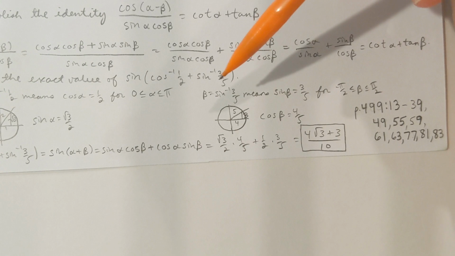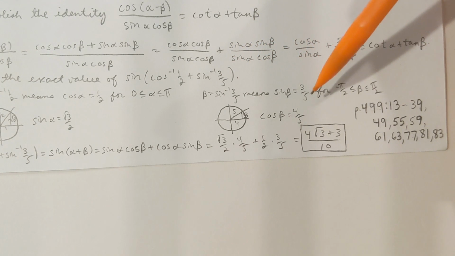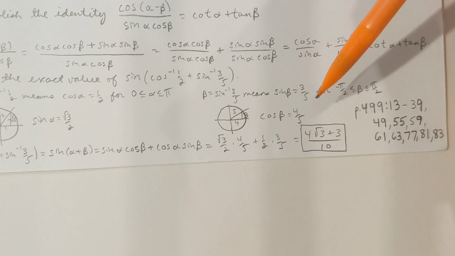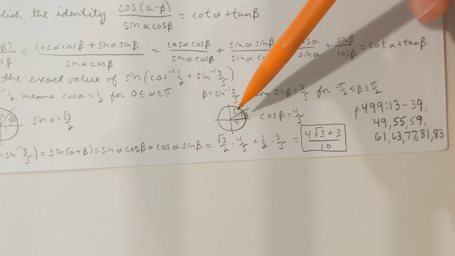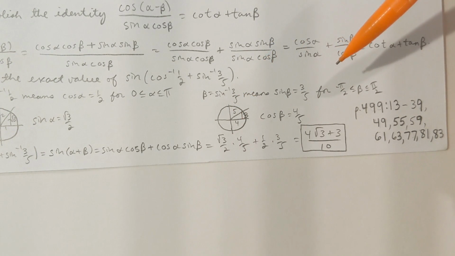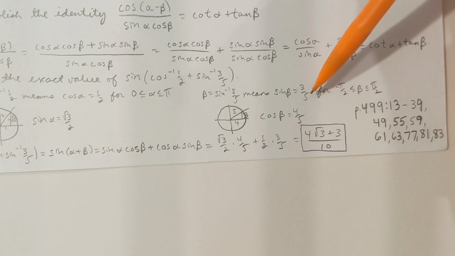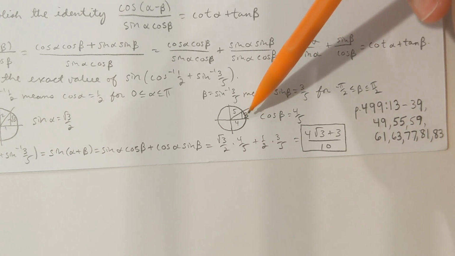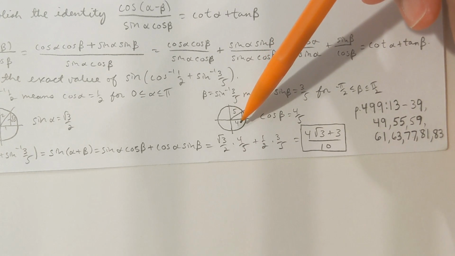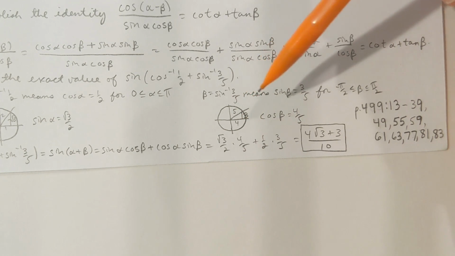If beta is sine inverse of 3/5, then sine beta would be 3/5. The conditions on the range of the sine inverse curve is that the angle has to be between negative pi over 2 and pi over 2. So I know I'm going to be in quadrant 1 or quadrant 4. Well, I'm going to be in quadrant 1 since the opposite and the hypotenuse are both positive numbers here. Opposite side is 3, hypotenuse is 5, the adjacent side would be 4. 3 squared plus 4 squared would give me 5 squared using the Pythagorean theorem.